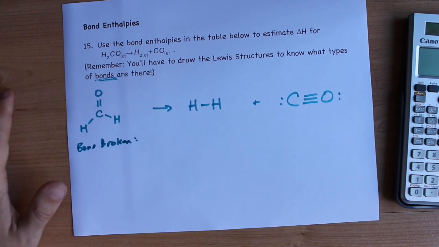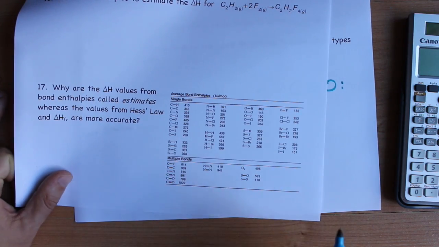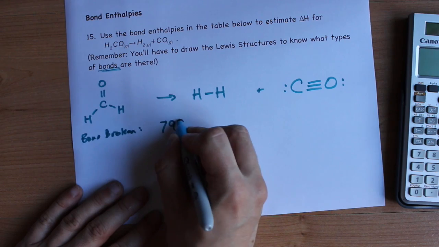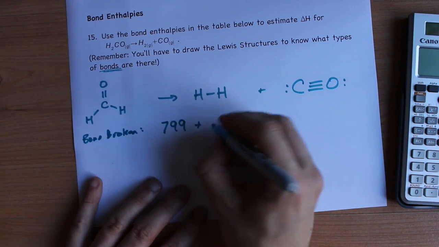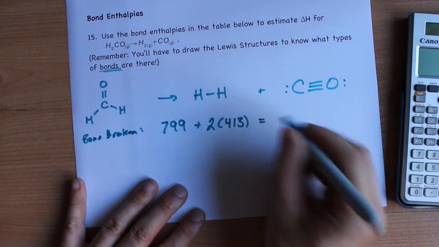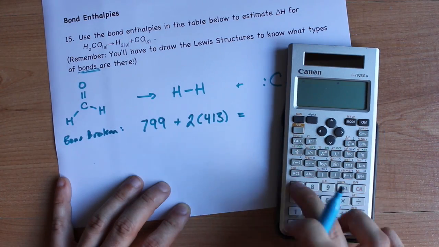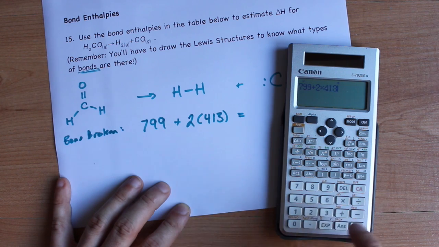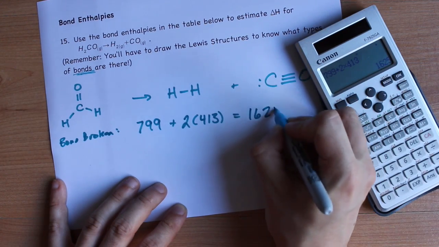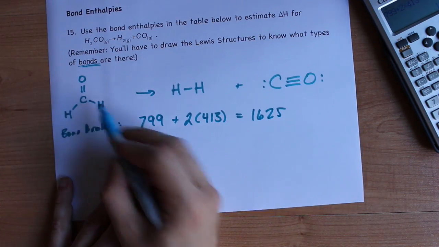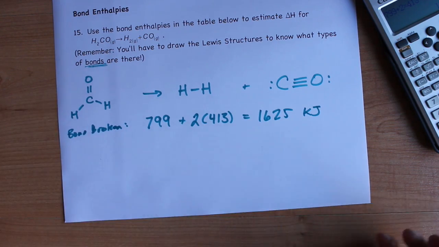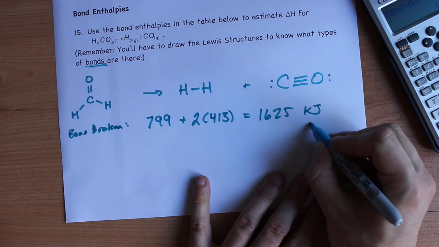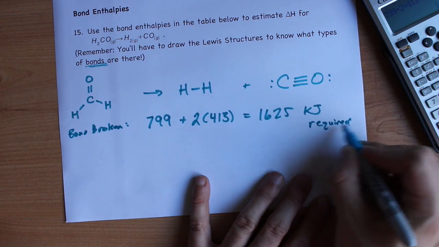a CO double bond, which according to my chart here is worth 799, and we're gonna have to break 2 CH single bonds, which were worth 413. So that's 2 413s. The sum of the energies of all the bonds that we're breaking is 799 plus 2 times 413, which gives me 1625. Because I've multiplied by the number of moles of bonds that I'm gonna need, I'm just gonna call that kilojoules. And because the bonds that are broken, we need to put energy in to break those bonds, this is kilojoules required. This is an important distinction.